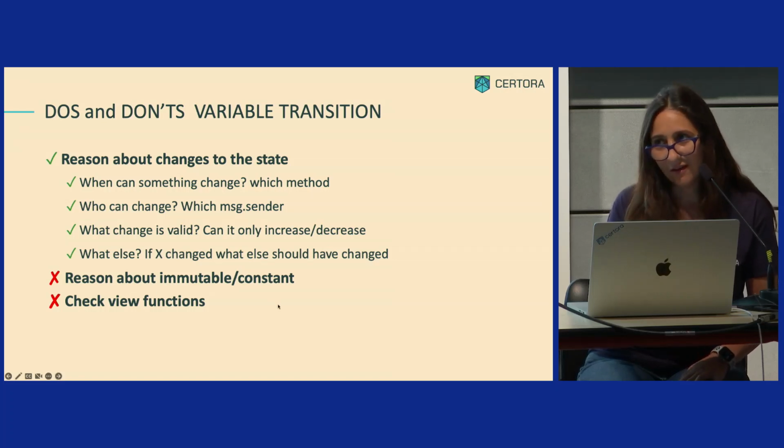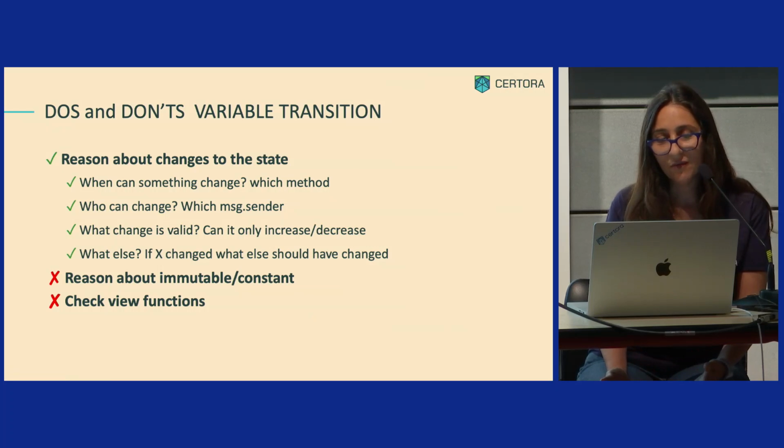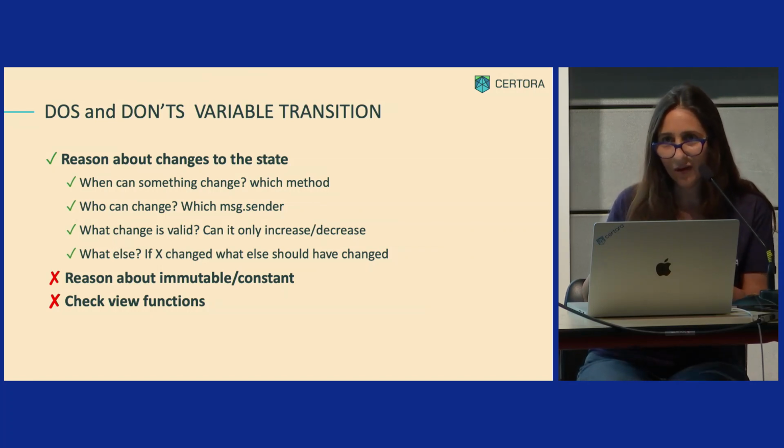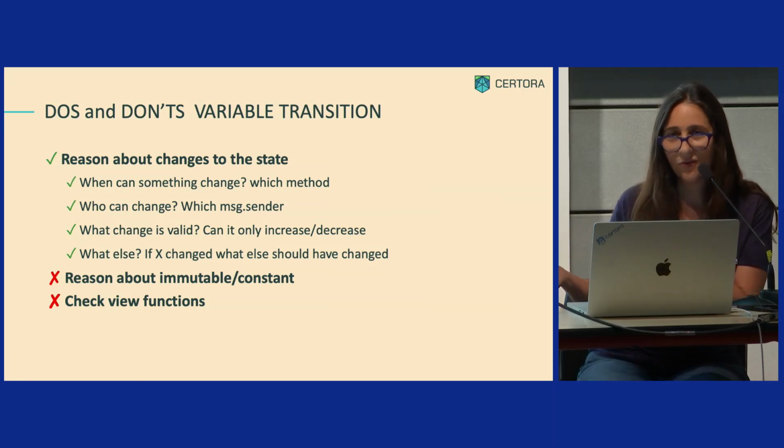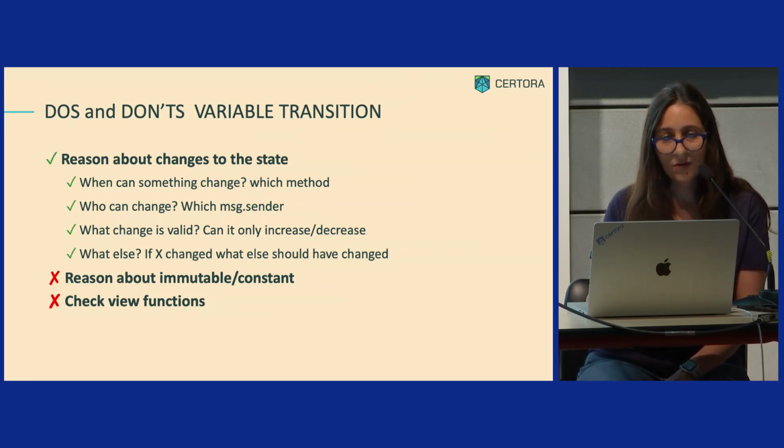We shouldn't do any reasoning about immutable or constant variables. We trust the compiler. We check the compiler, but we also trust it. And we shouldn't reason about view functions. They don't change anything, so we can filter them out in this type of rules. I don't want to see rules like, okay, this function is okay, this function is okay, and it's all view functions. We can just filter out all view functions in one step. Okay, so those are the variable transitions.